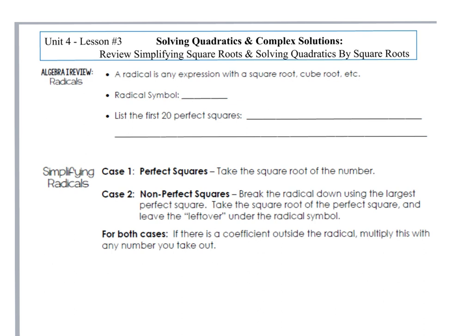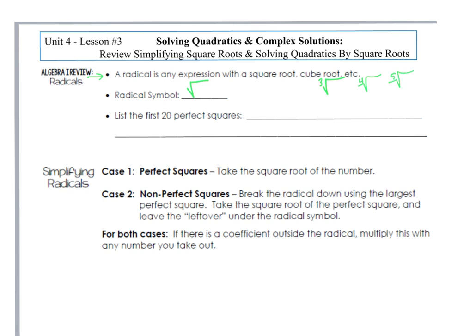Now, simplifying square roots. Square roots go hand in hand with a radical. A radical is any expression with a square root, a cube root, etc. This is our radical symbol, just like that. If there is no little number on the outside of this radical, no index, then you're just taking a square root. A cube root would be when we add that index, a little 3 on the outside. You can also do fourth roots, fifth roots, etc.